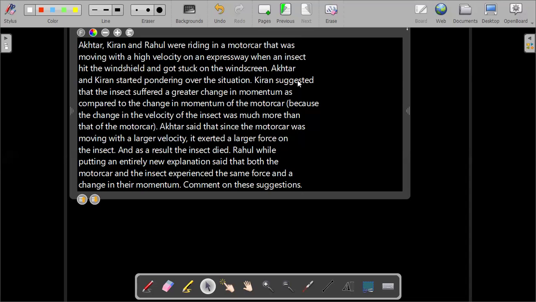Akhtar said that since the motor car was moving with a larger velocity, it exerted a larger force on the insect, and as a result, the insect died. Rahul, while putting an entirely new explanation, said that both the motor car and the insect experienced the same force and a change in their momentum. Comment on these situations. Okay. So, is there anyone who would like to put any comment over here about this answer?